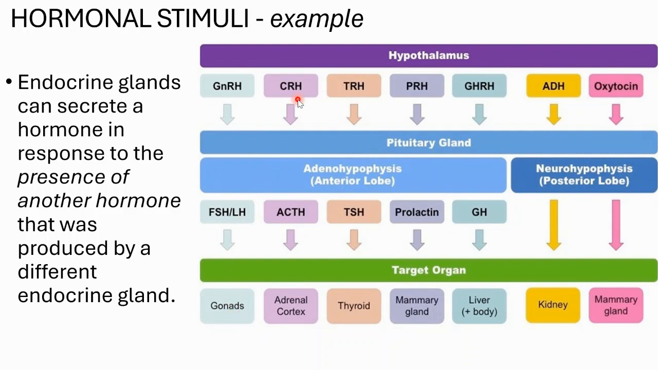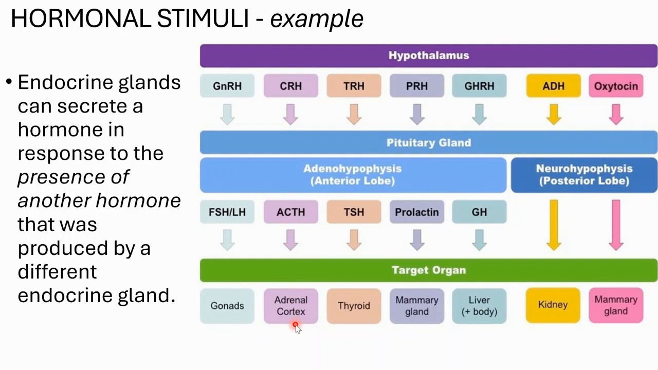Corticotropin releasing hormone from the hypothalamus, when it shows up to the anterior lobe, will then cause the secretion of ACTH, adrenocorticotropin hormone, which will then target the adrenal cortex to release cortisol. So these are all examples of hormonal stimuli, one hormone causing the release of another hormone down the line. These are what I would call hormone pathways.